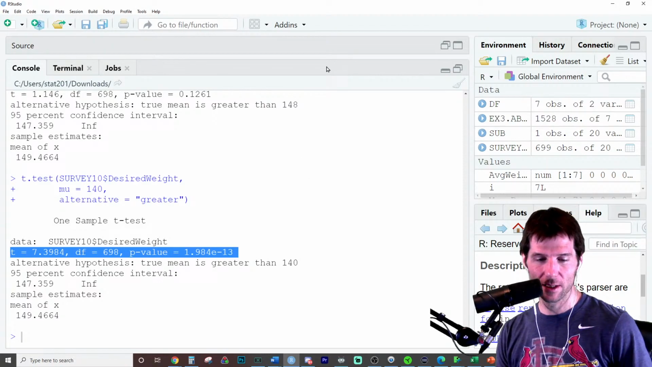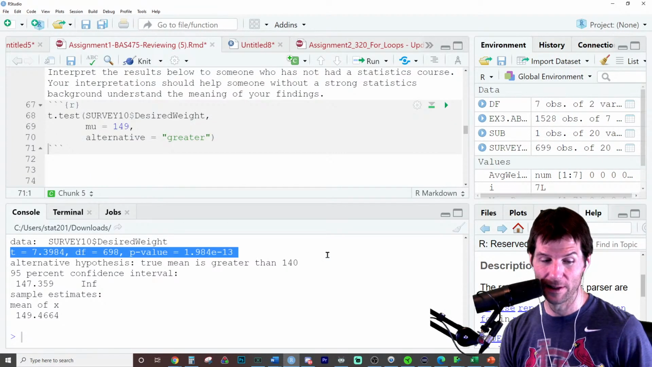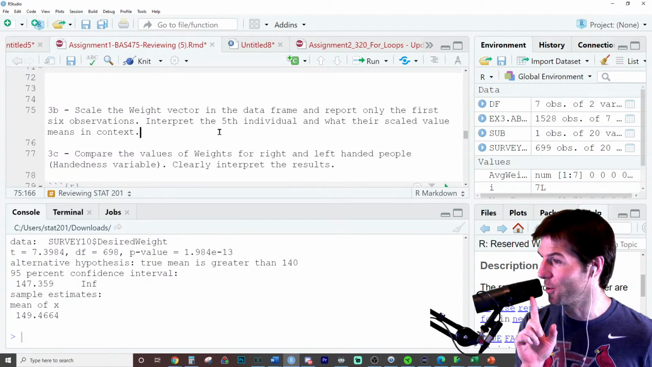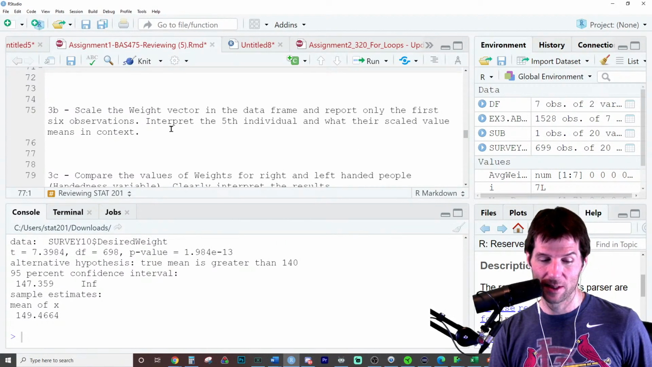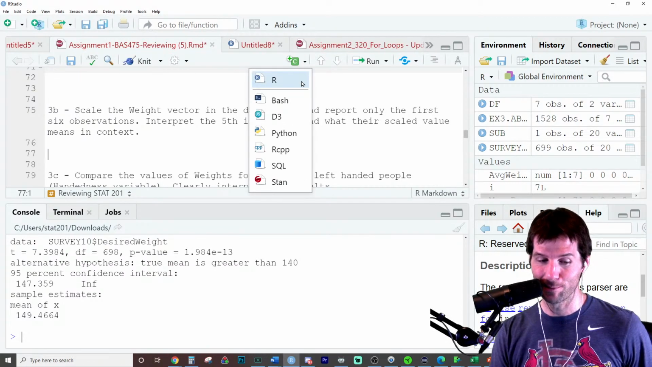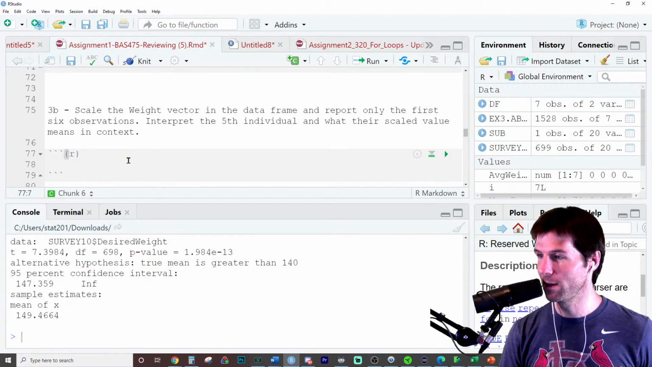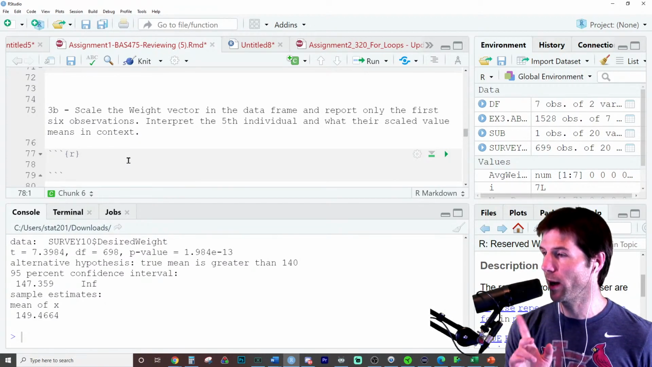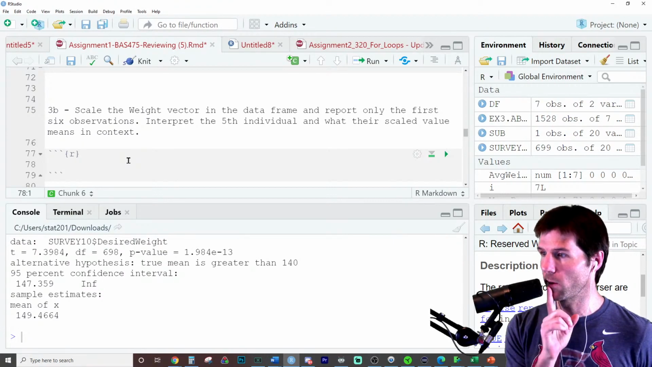Great question, Snake. And then we'll look at the scaling real quick. This one will be really quick and easy. Don't worry, the scaling right here seems really tough until I show you a trick. So watch this. Scale the weight vector in the data frame and report only the first 6 observations. I might just do this one right here, because I kind of did a variation on that first one. Can you write an example? We'll swing back here, Snake. We might have to do it later because I'm going to try to do one more after this.